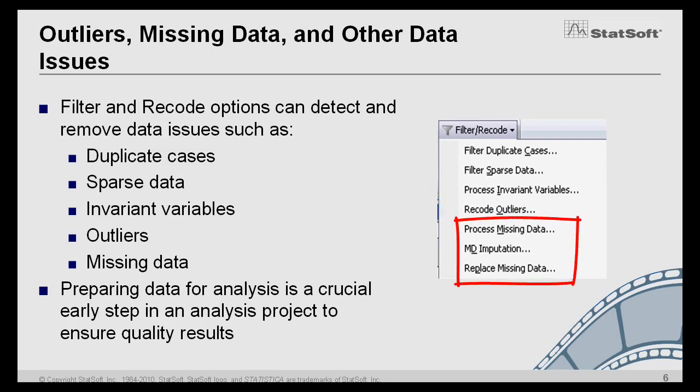The three missing data tools offer various strategies for filling in missing values. The Process Missing Data tool lets you choose from the mean, median, a value, etc. The Missing Data Imputation tool uses the k-nearest neighbors approach in finding similar cases and using them to fill in the missing values. Replace missing data is a quick way to fill in missing values with the mean.